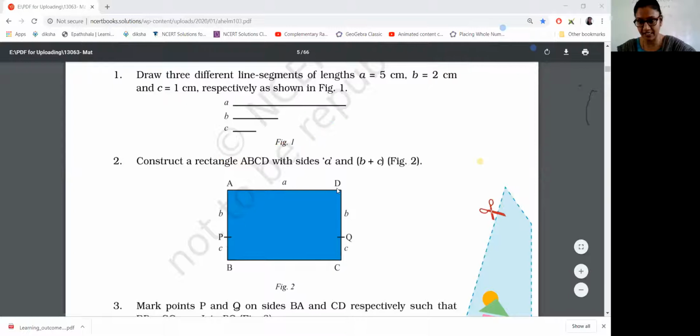squares or 5 centimeters and the width will be 2 plus 1, because you have to take it as B plus C. This will be 1 square, 2 squares. Mark this as P and this as Q. I will once again show it on the board. Just listen to me here.